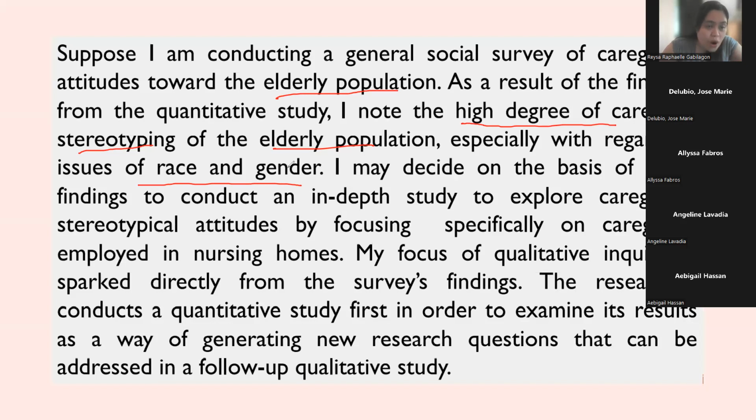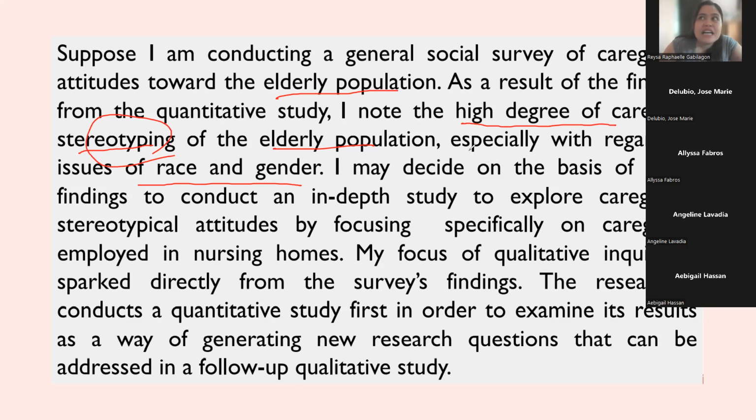So, yan yung nakuha ko, for example, na result sa questionnaires ko. Now, hindi ko siya maintindihan. Bakit kaya merong mataas yung degree ng kanilang stereotyping sa case na yan? So, para maintindihan ko siya, mag-quali ako. Meaning, gagawa ako ng interview guide based sa result dito sa questionnaire ko. And then, i-interview ko yung some of the caregivers.